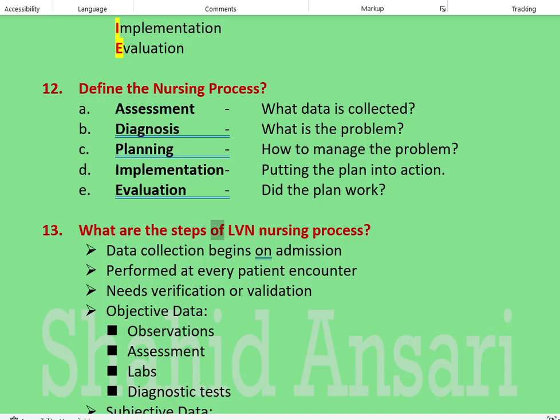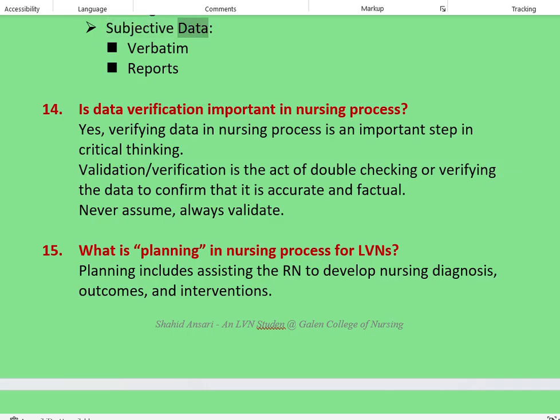13. What are the steps of the LVN nursing process? Data collection begins on admission. Performed at every patient encounter. Needs verification or validation. Objective data: observations, assessment, labs, diagnostic tests. Subjective data: verbatim reports.